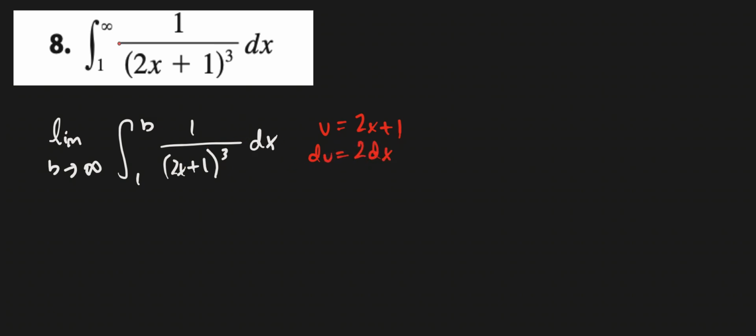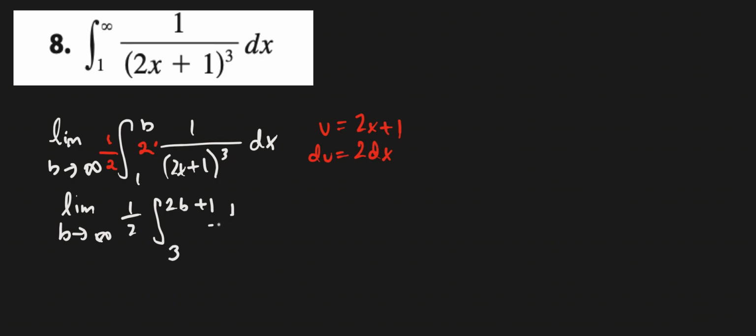We don't have a 2, but we can always get in a 2. We can insert a 2 here. We can't just do that without changing the value, so we have to multiply by 1/2, which cancels, so it's the same thing. So this is just the limit as b approaches infinity of 1/2 times the integral from, b is going to become 2b plus 1 because we have now the u world, and 1 is going to become 3. So 1 times 2 plus 1 is 3.